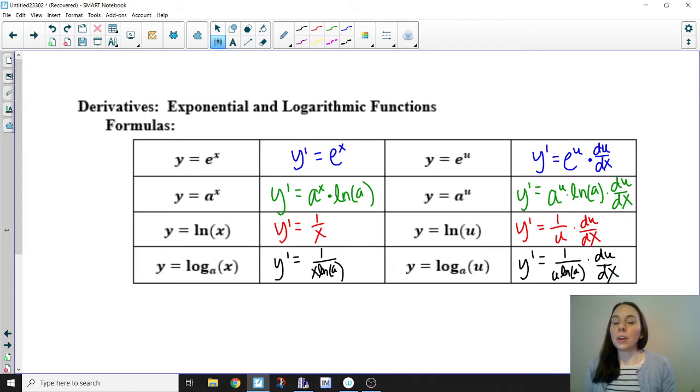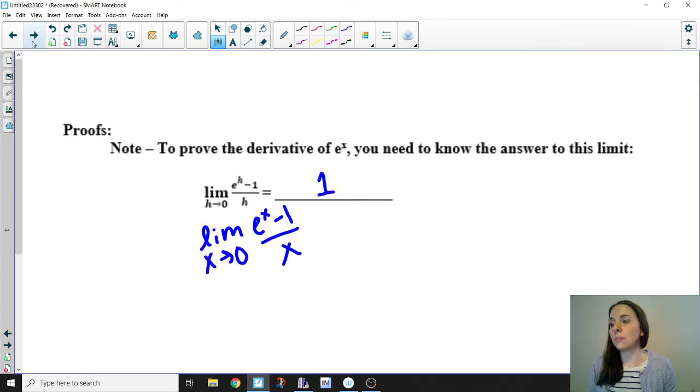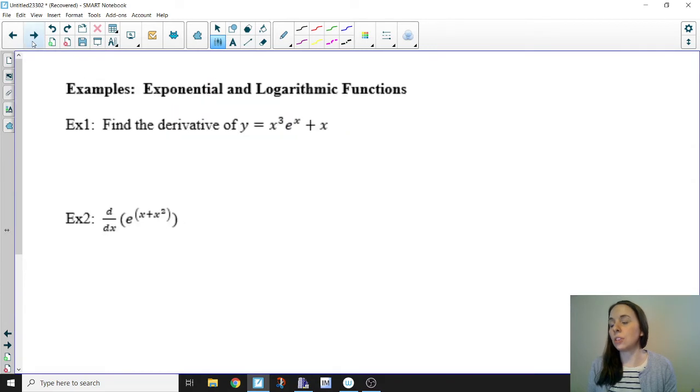All right, so this box is the most important thing that we've really touched on so far, because these are our derivative formulas for exponentials and logs that we will need to be able to use moving forward. And moving forward, we're now going to refer to these formulas to differentiate some different functions in our example section.